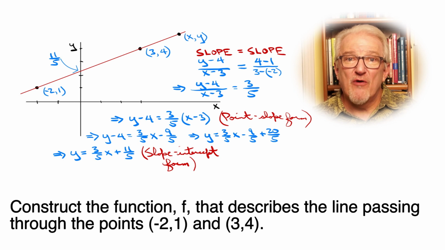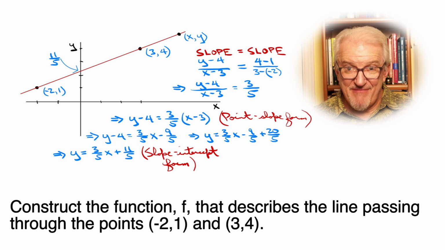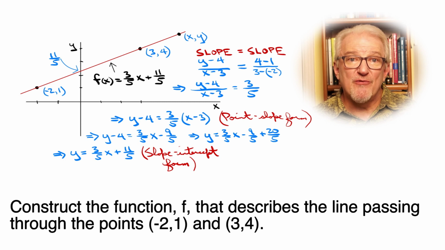It is also the form that explicitly tells us how to calculate the y value, the output of our function, from a given input value of x. Therefore, it tells us that the function f that we were asked to find is described by f of x equals 3/5 x plus 11/5.